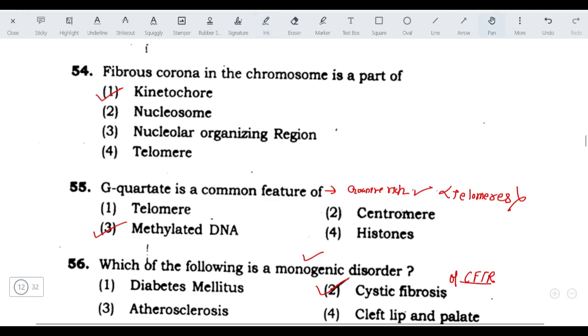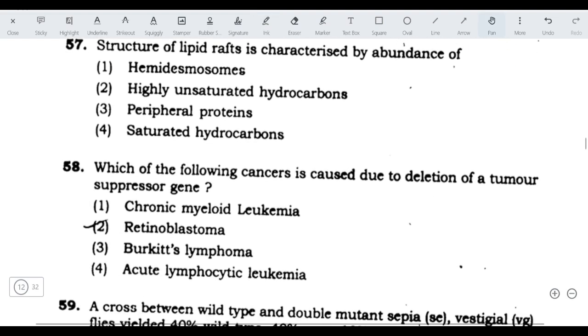This question: the structure of a lipid raft is characterized by abundance of. The answer is highly unsaturated hydrocarbons. So lipid rafts are rich in cholesterol and sphingolipids with tightly packed unsaturated hydrocarbon tails, right?